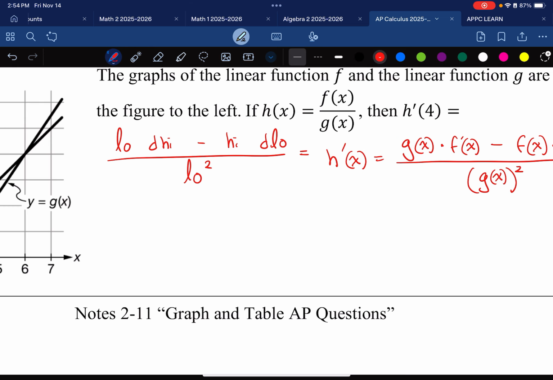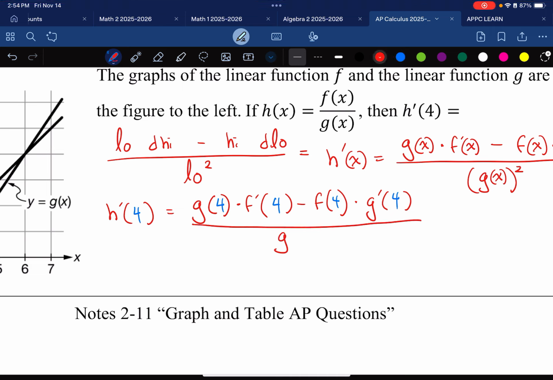I can say now I have h prime of 4 is equal to, it's going to be g of 4 times f prime of 4 minus f of 4 times g prime of 4. All of this divided by g of 4, and whatever that value is, we're going to square it.